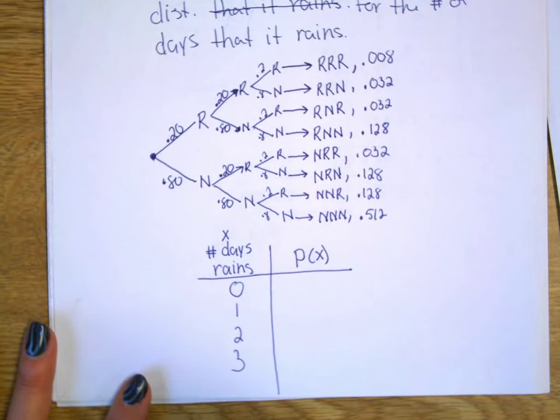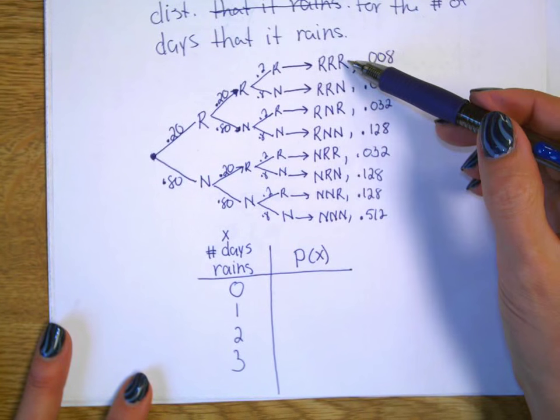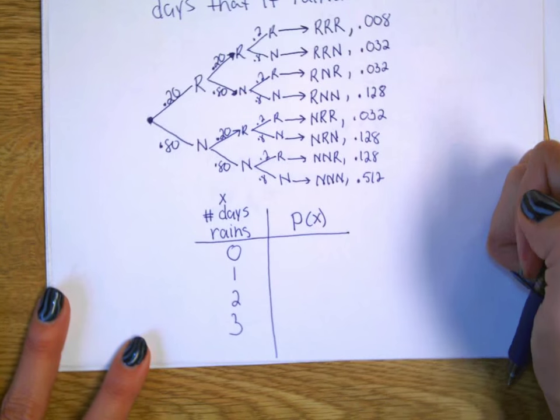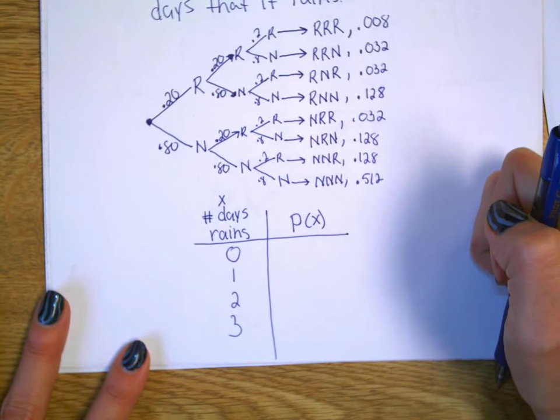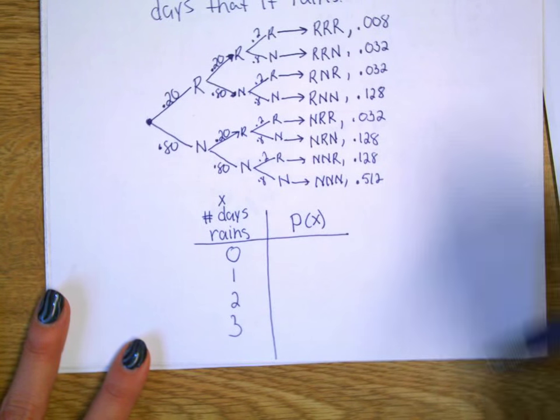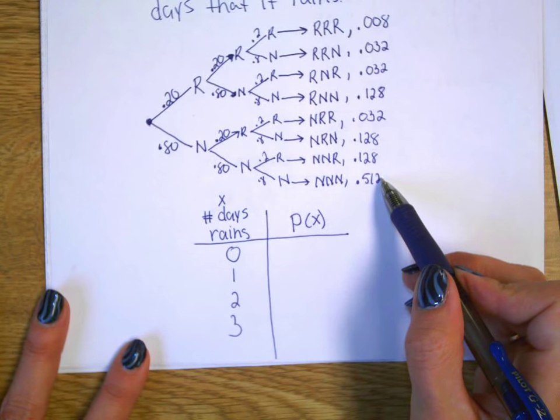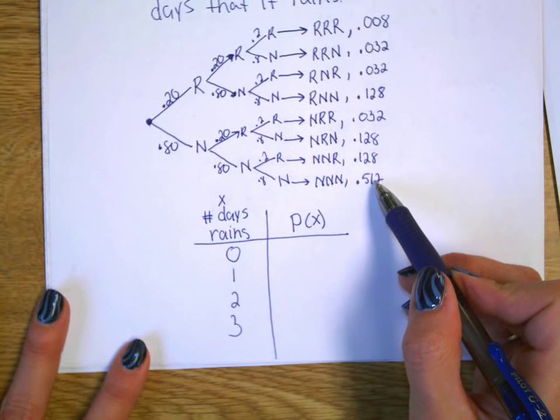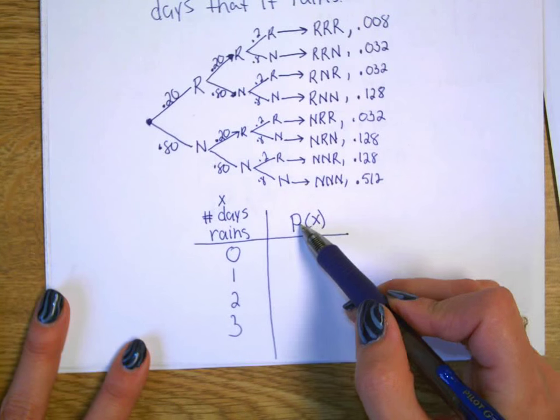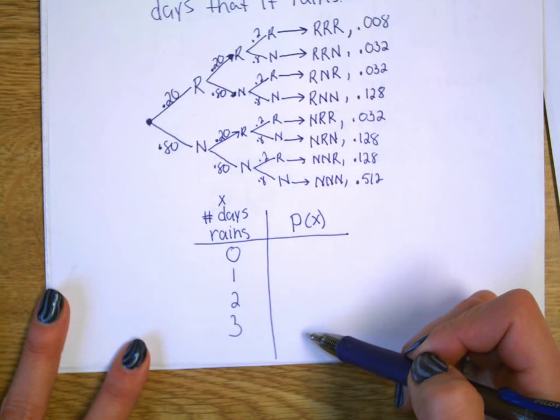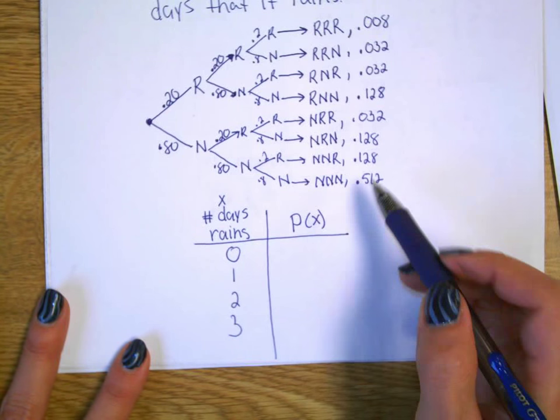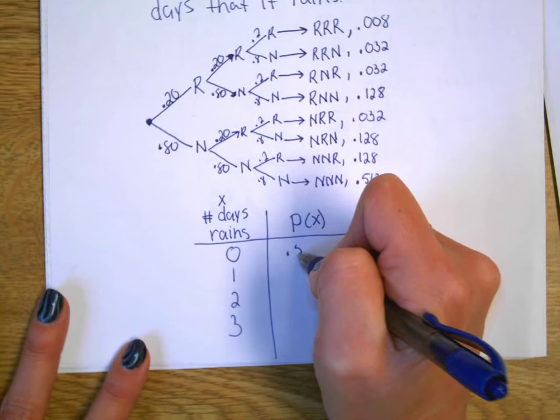Now we want the probabilities. What branch or branches up here match no rain days? What's the probability that it doesn't rain on any of the 3 days? 0.512. Yeah, this is the only spot where it doesn't rain on any of the 3 days. Why are there 2 X's? This is X, and this is the probability of this happening. Oh, okay. So if X is 0, what's the probability of 0 days of rain? We got 0.512, over a 50% chance.